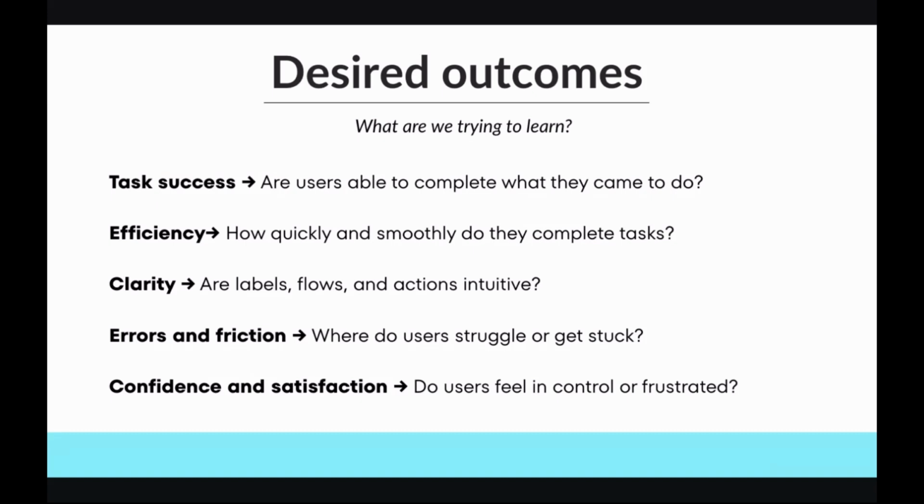Next comes clarity. Do people understand what they're seeing and what actions they're supposed to take? If users have to pause and think too much, that's usually a signal something isn't intuitive. We also have to pay close attention to errors and friction, where people get stuck, make mistakes, or feel overwhelmed and confused. These moments are incredibly valuable because they show us exactly what needs improvement.